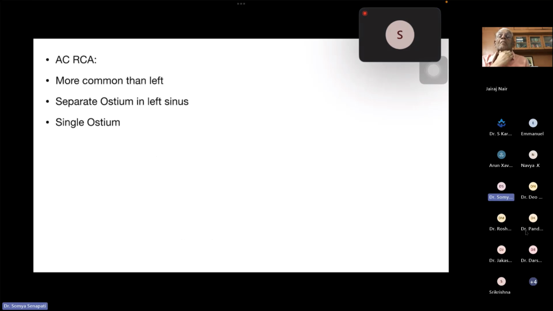Anomalous connections of the right coronary artery are more common than the left. They might have a separate ostium in the left sinus, or they can have a single ostium.